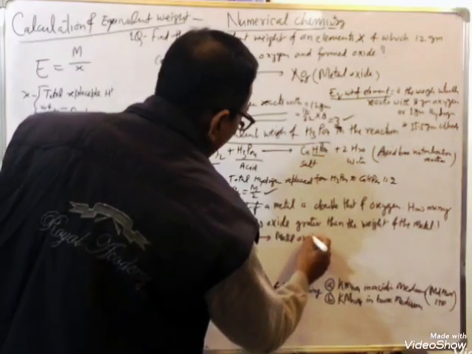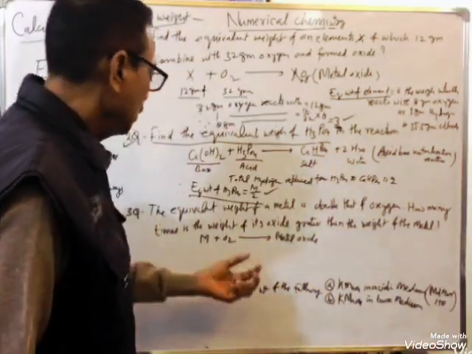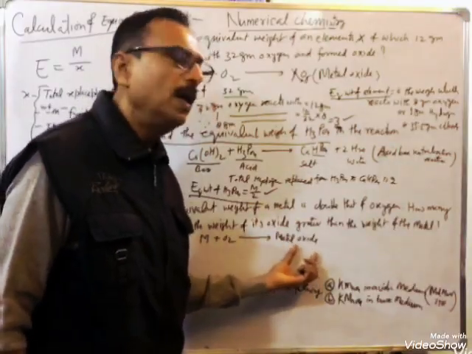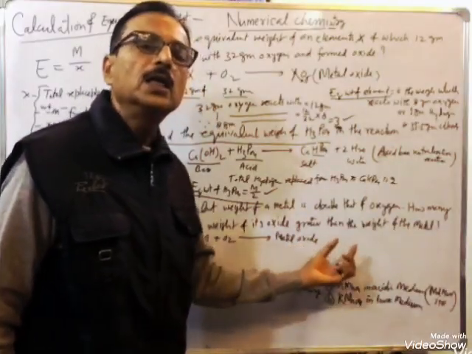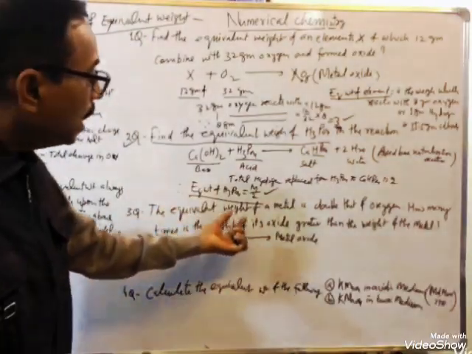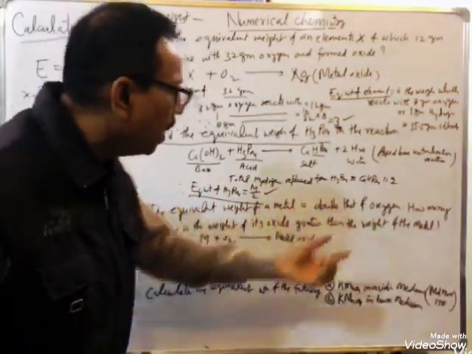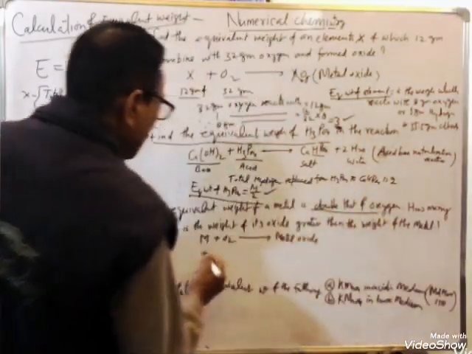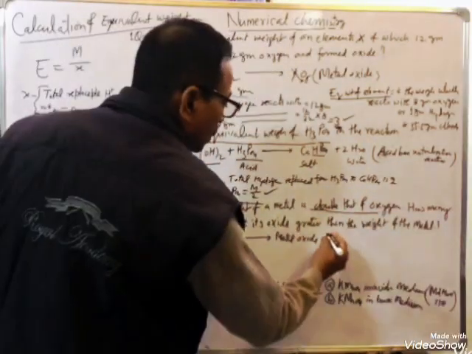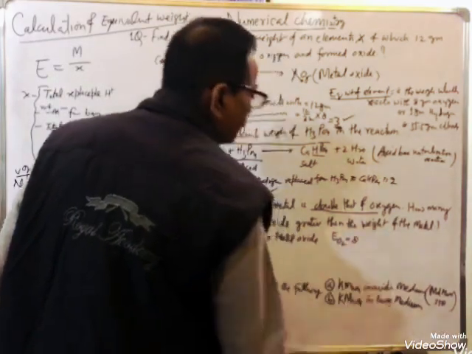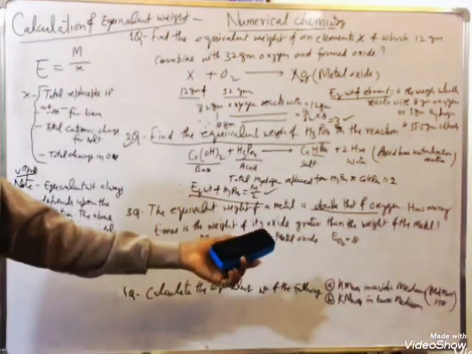I don't know how many atoms of metal and oxygen combined, so you write down metal oxide, the structure is unknown. The question says the equivalent weight of the metal is double that of oxygen. Note down this, double of the oxygen. It means, what is the equivalent weight of oxygen? The equivalent weight of oxygen is 8.